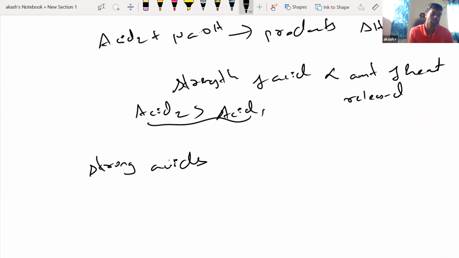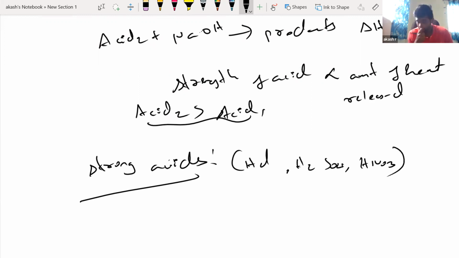Whenever we have strong acids like HCl, H2SO4, HNO3, the enthalpy of neutralization values are constants, because almost all of them have similar strengths. Almost all are strong acids only, so all these acids will have some constant value.